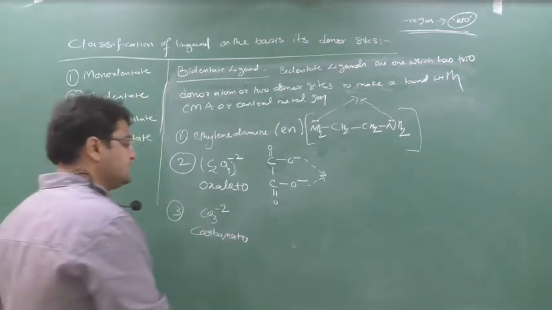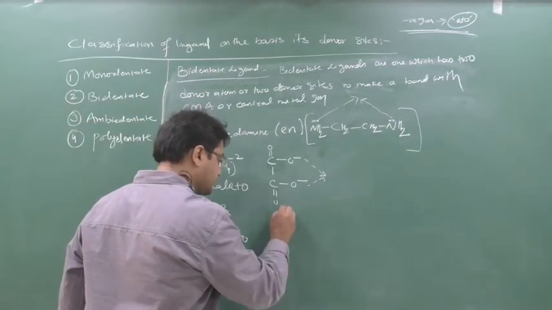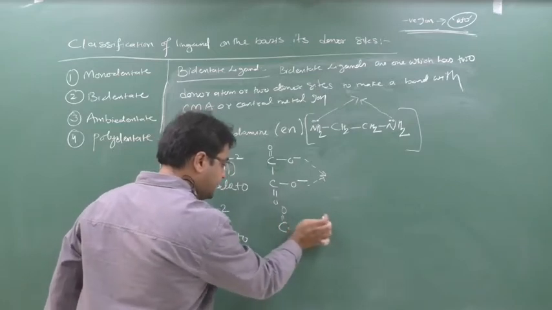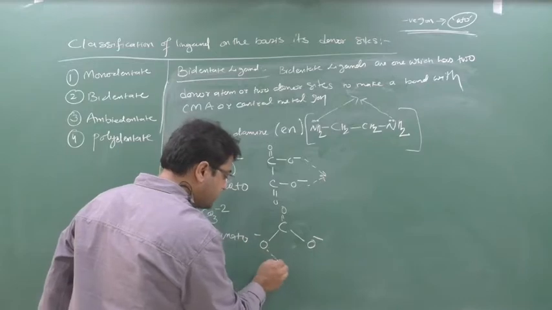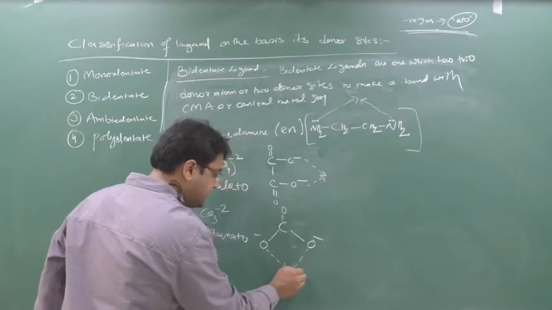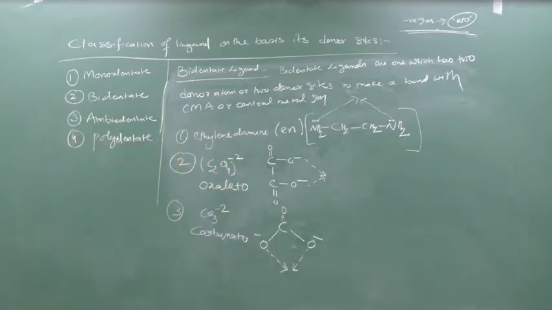How to see? See, C double bond O. Here one O, here one O, here one O. So this is minus, this is minus. So this is donor site 1 and this is donor site 2. Clear? Draw the structure, you will understand in detail.